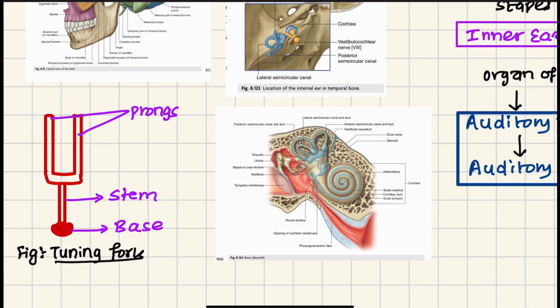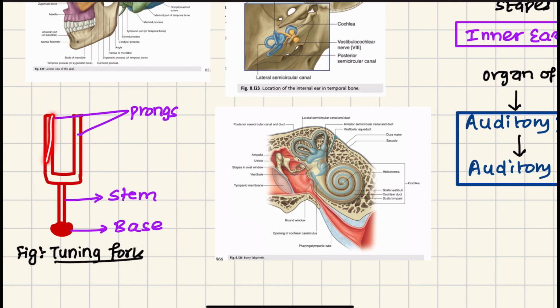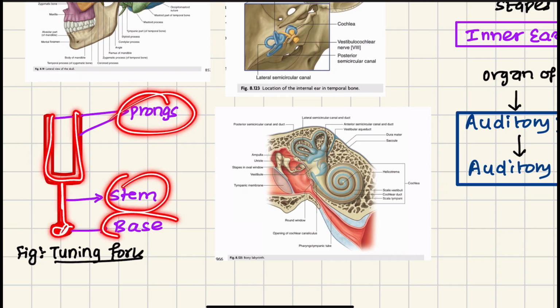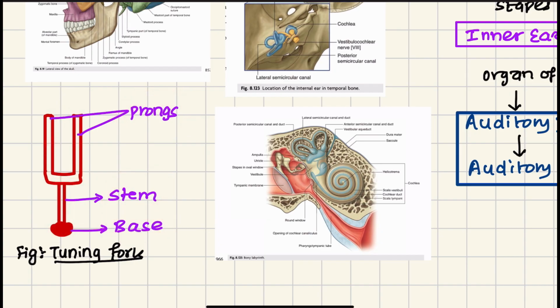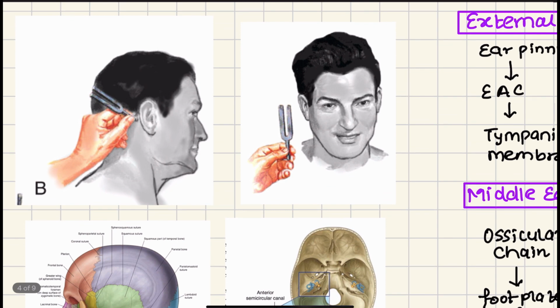Before understanding air conduction and bony conduction, let's study the parts of the tuning fork. These two are called the prongs. This is the stem and this is the base of the tuning fork. So what is air conduction and what is bony conduction? The name itself suggests that in air conduction there is the involvement of air, while in bony conduction the conduction is through the bone. There is no involvement of air.